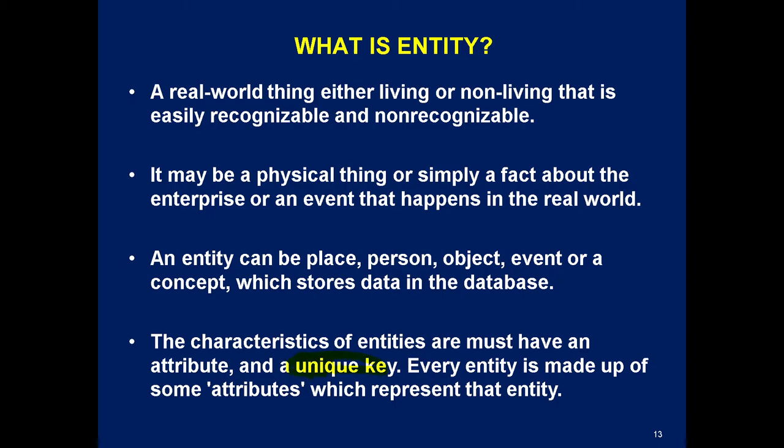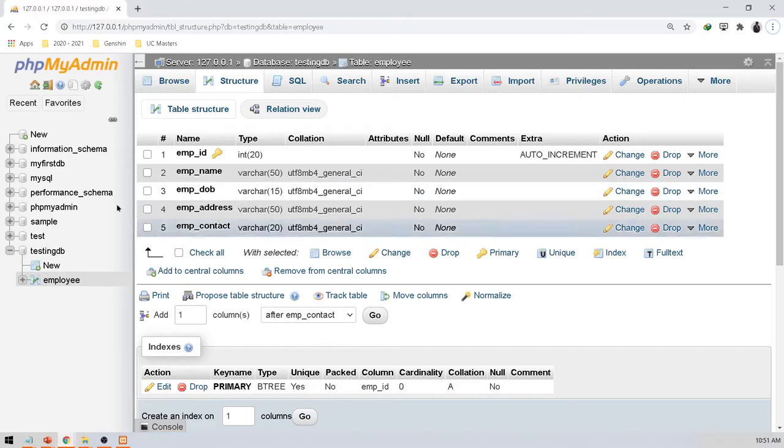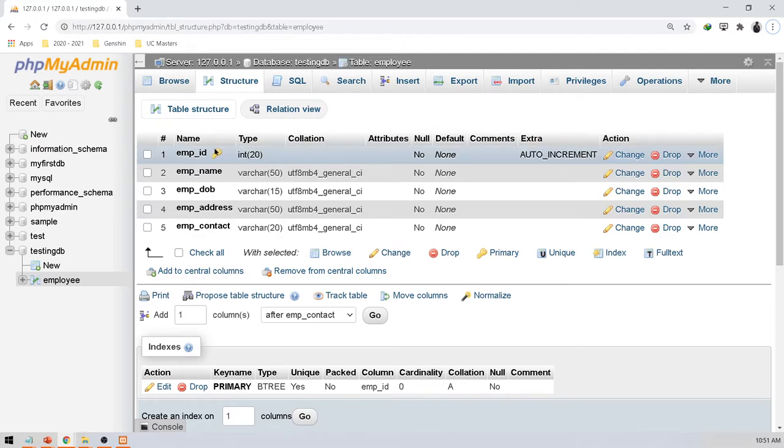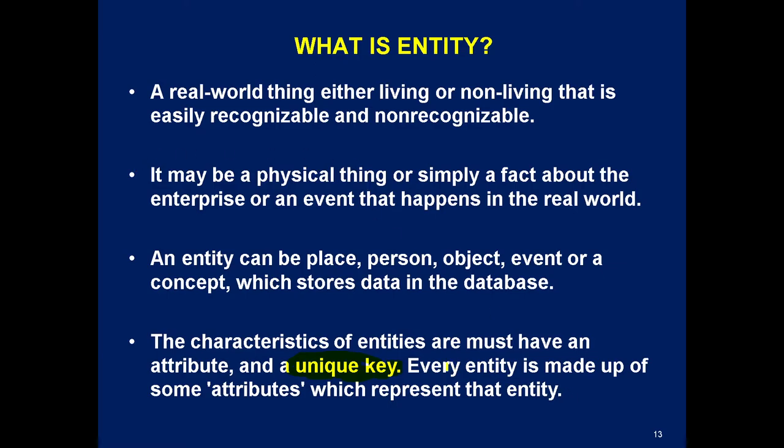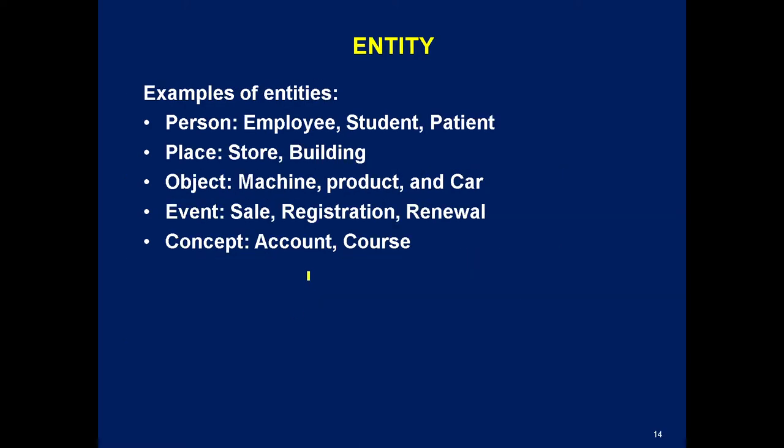When we say unique key, that is the primary key. This is the unique key. And later on, we will know how important it is that a table has a primary key, whether it is a dependent or independent table. And every entity is made up of some attributes which represent that entity.